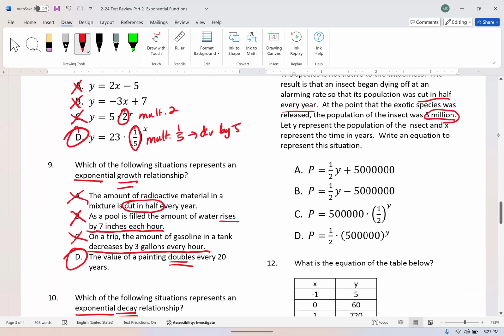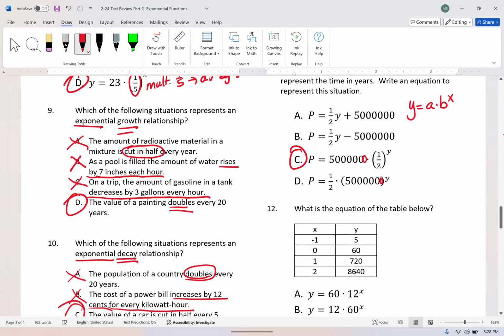So again, remember, exponential functions look like this. Y equals A times B to the X. So your starting amount is 5 million. Okay, there is a little mistake in this problem. There's two little zeros here. This should be 5 million, not 500,000. All right, and then, okay, 1/2 is our multiplier. So A is the starting amount, 1/2 is the multiplier, so that would be C. But of course, we needed this little correction.